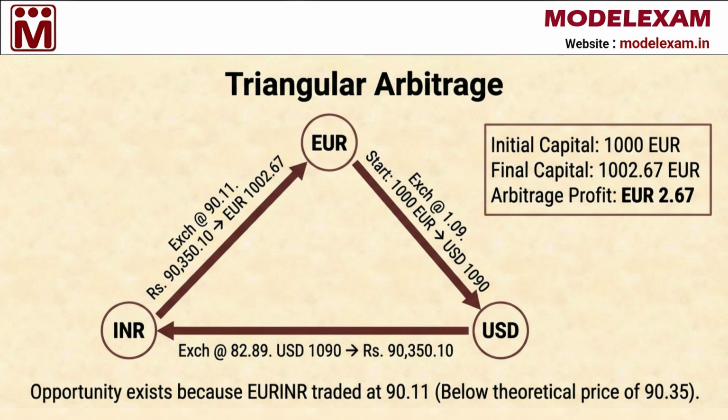Building on the concept of arbitrage, there is a more complex version called triangular arbitrage. This involves looking for price gaps between three different currencies like the euro, the USD, and the INR. For instance, if you start with 1000 euros and trade them for USD, then for INR, and finally back to euros, you might end up with 1002.67 euros. This gives you an arbitrage profit of 2.67 euros. These opportunities are rare and disappear quickly as traders rush to take advantage of them.